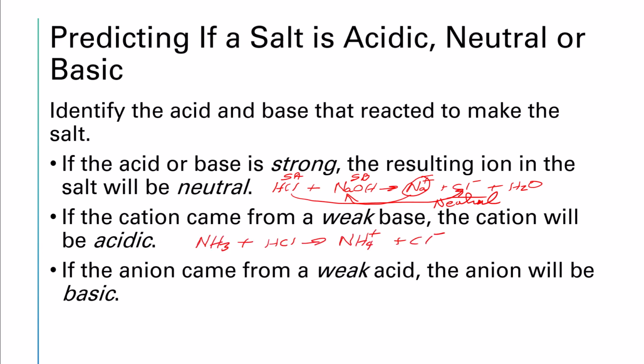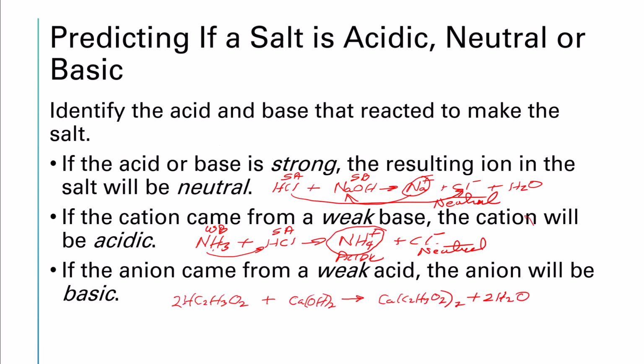On the other hand, if the cation came from a weak base, so here is a weak base, NH3, it reacts with the strong acid, hydrochloric acid, HCl. It's going to pick up a proton from the strong acid. This is the cation that is the result of the weak base reacting with the strong acid. This is going to be an acidic cation, and this will be a neutral anion. Why is it a neutral anion? Because it came from a strong acid.